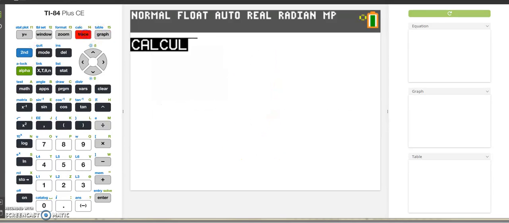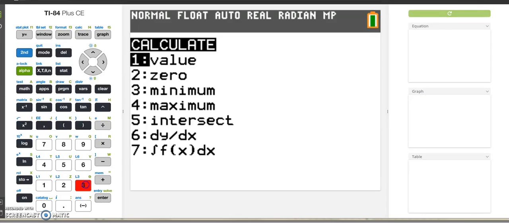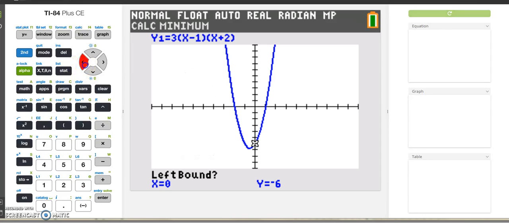So I'm going to find that minimum, second trace, and number 3 is minimum. And I'm going to do my left bound, and I'm going to do my right bound. And then we'll guess. And there's my minimum.